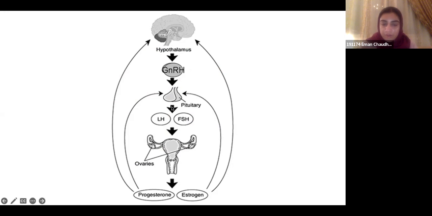So FSH and LH will go to your ovaries and then they will act on specific cells. We're going to talk about that. And then they're going to result in follicular maturation.